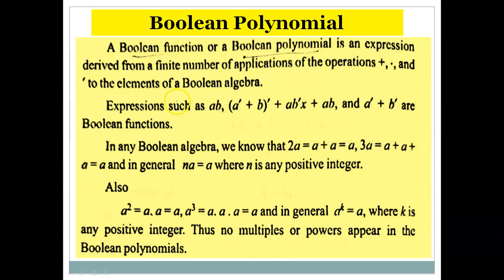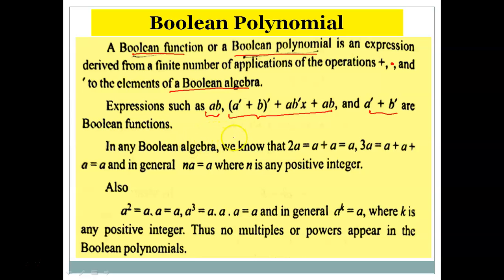Lastly, we have the definition of a Boolean polynomial. First, we have the Boolean function. A Boolean function or Boolean polynomial is an expression derived from a finite number of applications of plus operation, dot operation and complement operation to the elements of a Boolean algebra. For example, the expression a dot b, or a complement plus b complement, a complement plus b and complement of whole plus ab complement x plus ab. So this is one Boolean polynomial, this is another Boolean expression or polynomial, this is another. So these are the examples of Boolean functions.